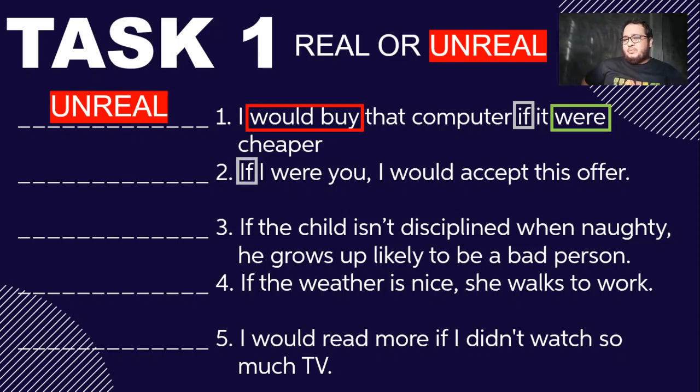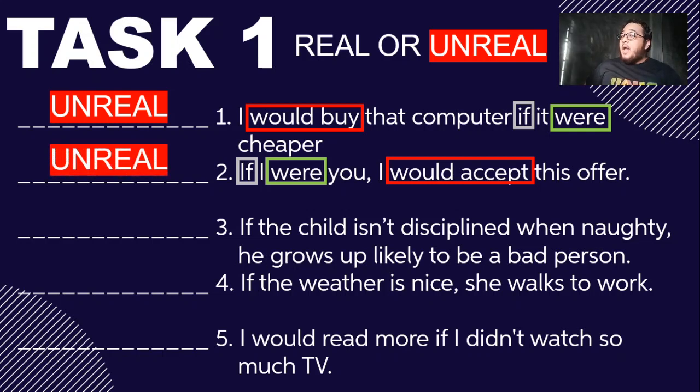How about number two? Again, let's see the form. If, then it made use of were again, the past tense of are. And then we have would plus the verb accept. So, based on the form, we could judge that this sentence is unreal. But in essence, if we are trying to see the meaning of the sentence, if I were you, I would accept this offer. So what's the imagination? If I were you, then what will I do? I would accept that offer. So that is hypothetical. So unreal.